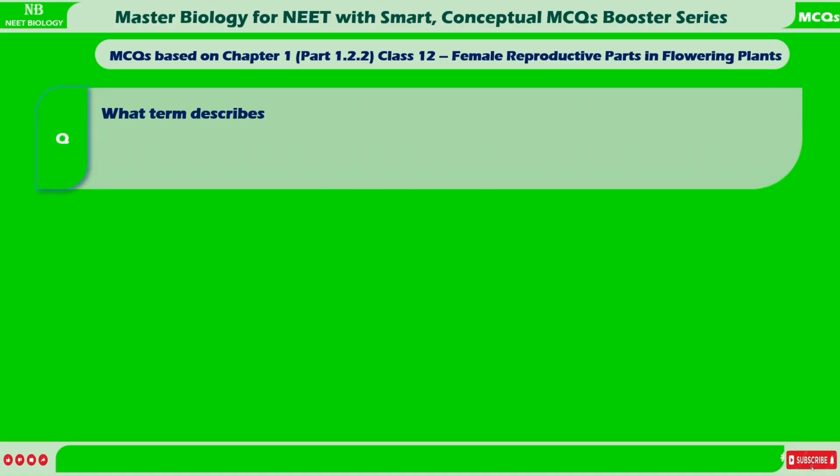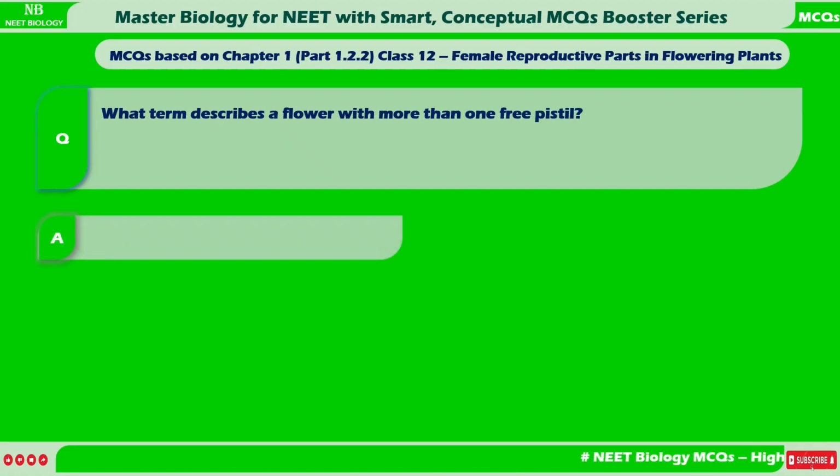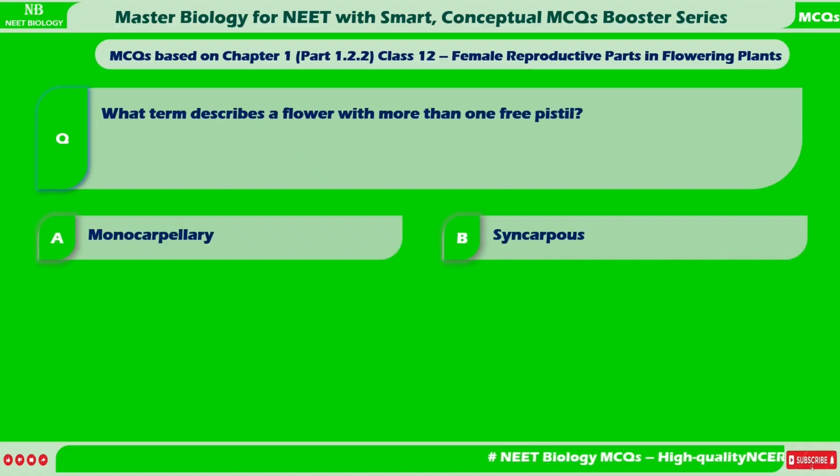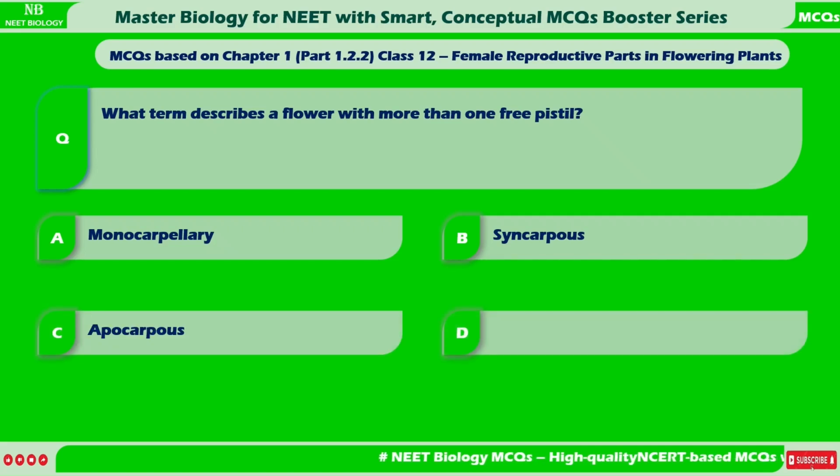What term describes a flower with more than one free pistil? A. Monocarpillary. B. Syncarpous. C. Apocarpous. D. Unicarpillary.